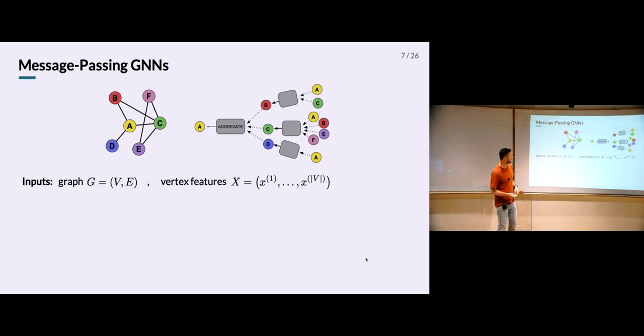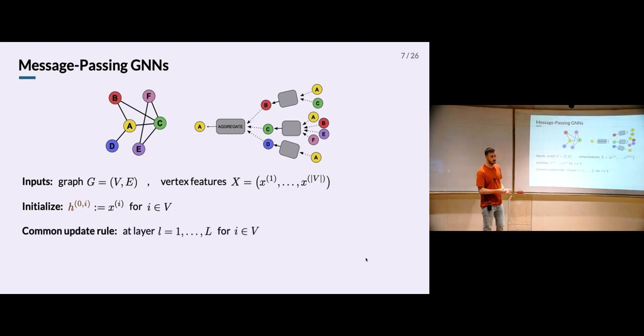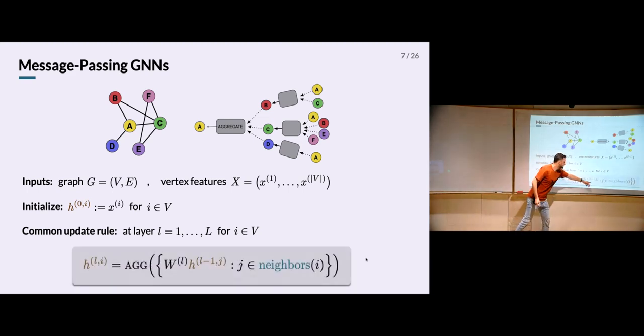To be more mathematically formal about it, initially we set the hidden embedding of each of the vertices to be their features. So for vertex i, it's just the features of vertex i. And then a common update rule at a layer of a message passing GNN for a vertex i is as follows. We go over all the neighbors of vertex i. We make some transformation over their embeddings from the previous layer. Here, it's simply a linear transformation. And then we use some aggregation function to get our new embedding for the vertex.